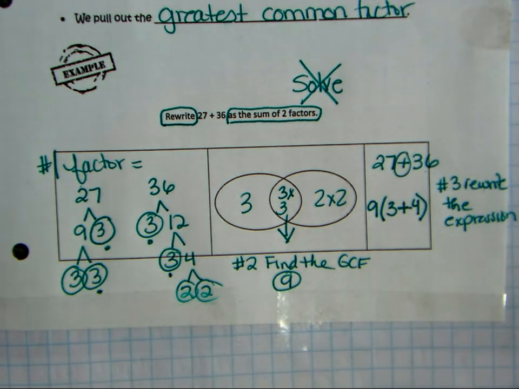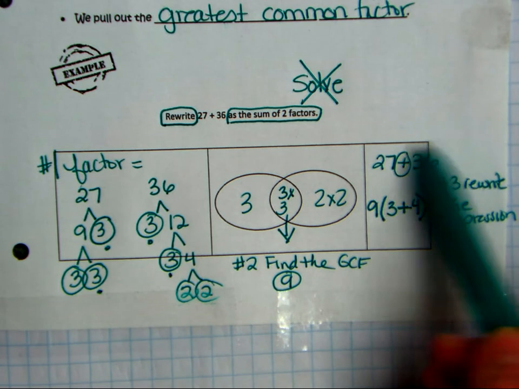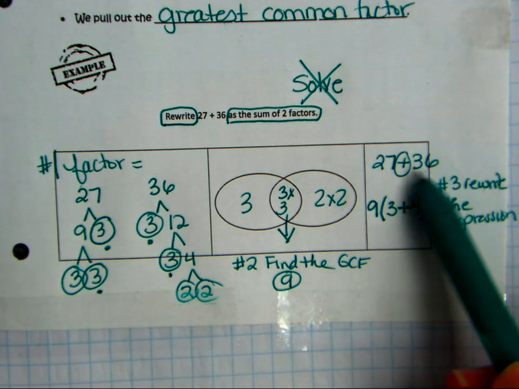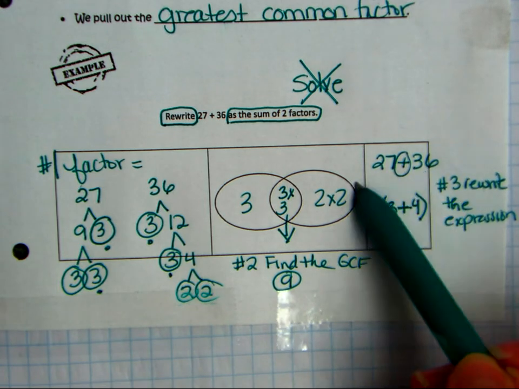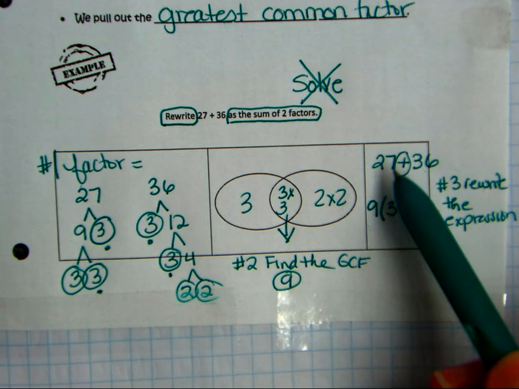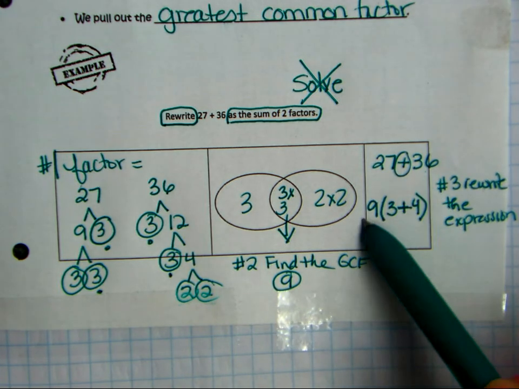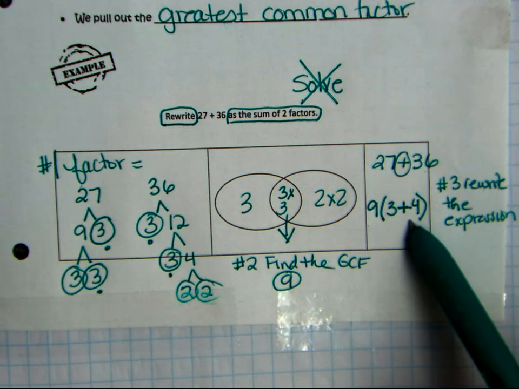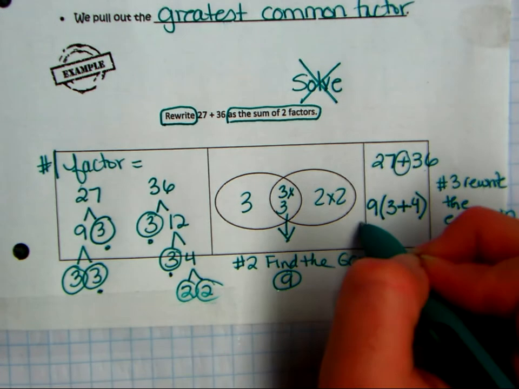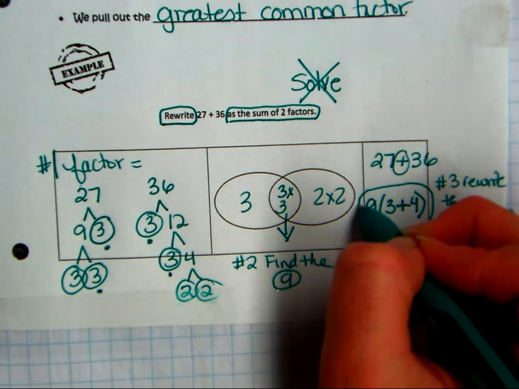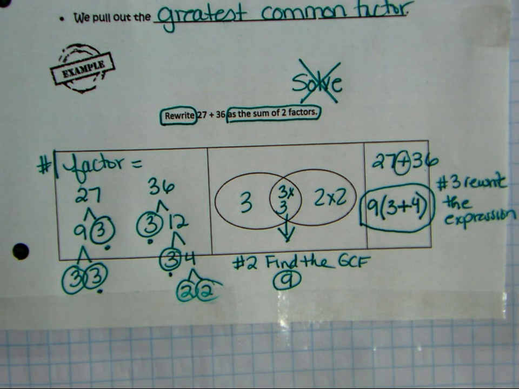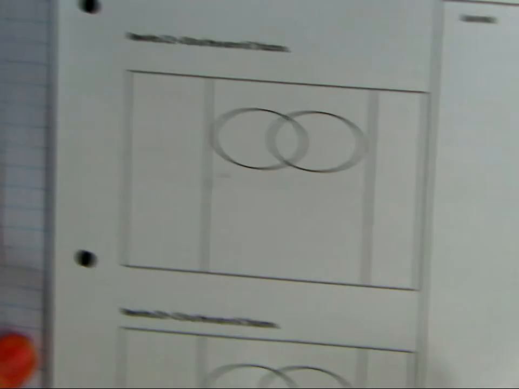Once again, another way of doing this is you just say, okay, this is my original expression. The greatest common factor between both of these is 9. 9 goes into 27 3 times. Adding is my operation. 9 goes into 36 4 times. And like I said, we're not solving it. We're just rewriting it. And that's it. You're done. All right, let's go to page 43.